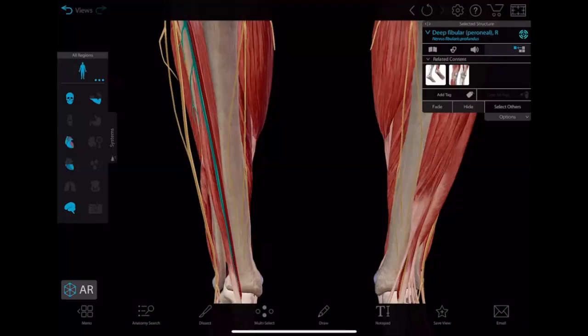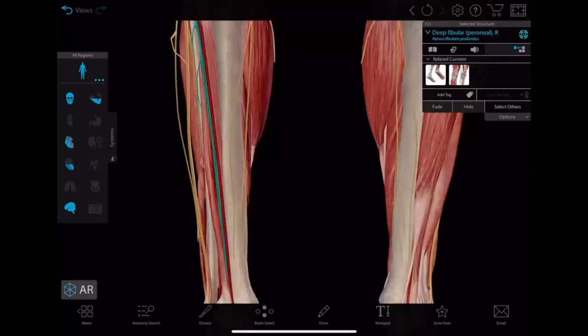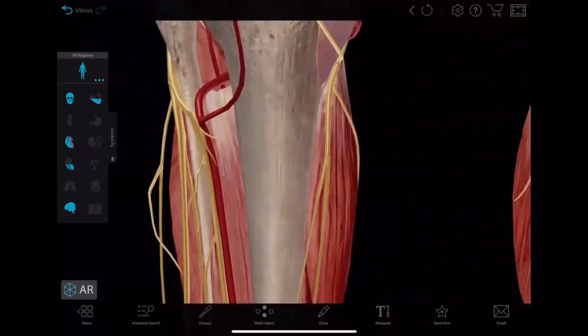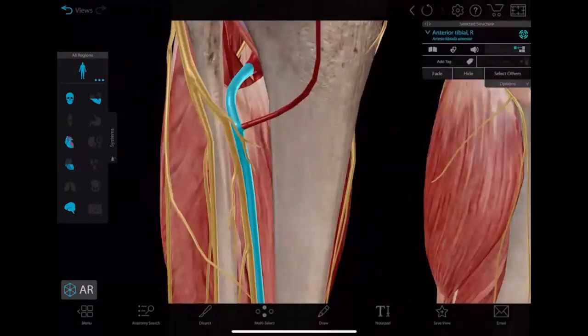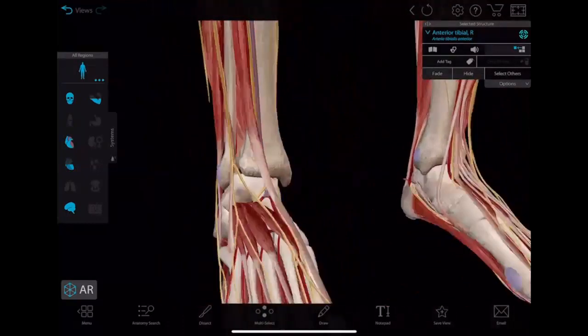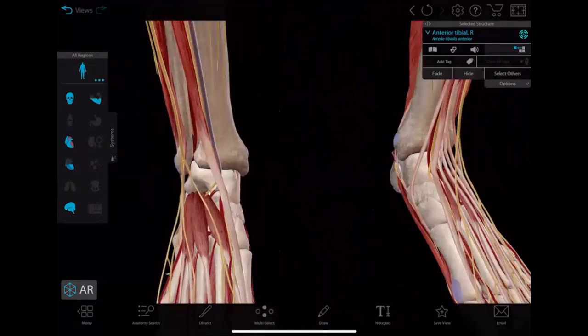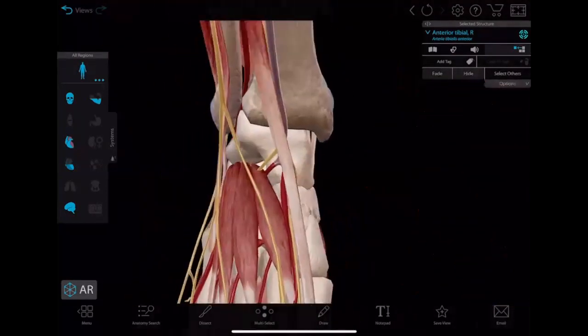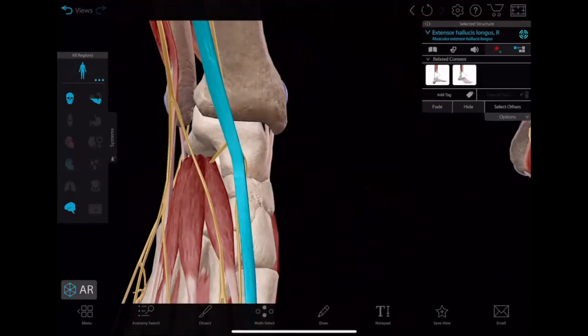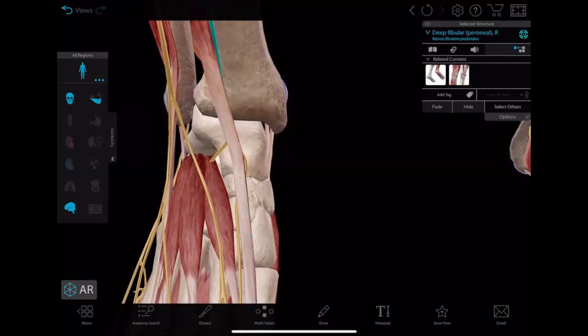If we add arteries, so you see, this is how it is accompanying the anterior tibial artery, right? So this is how it is accompanying the anterior tibial artery. So let's remove arteries. Yes, that is extensor digitorum longus. Okay, behind that is the fibula, deep fibular nerve.